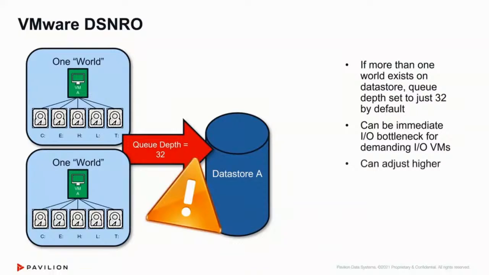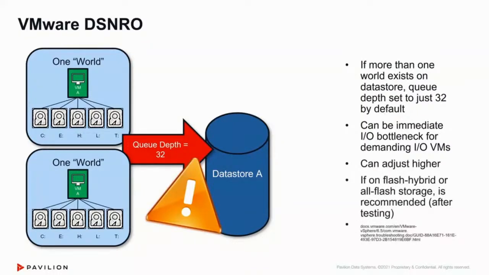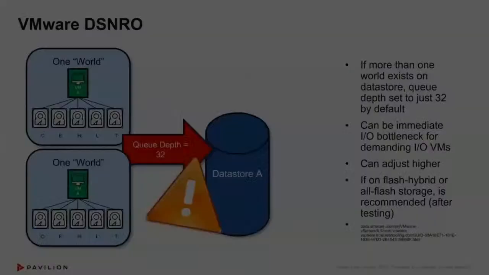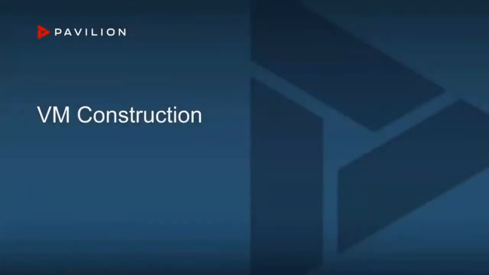This is a problem. You can adjust this higher, and I highly recommend it. There is a link on the screen here that'll take you to a VMware knowledge base article. This is one of those settings I've been tuning all the way back to at least 5.0, if not sooner. It's common. Nobody's ever heard of this. It's one of the biggest problems with storage queuing. Okay, so that's bottleneck number 2 in the hypervisor.